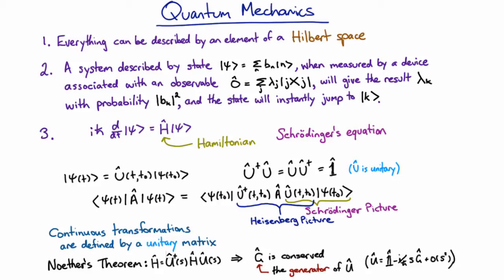The story so far. Everything can be described by an element of a Hilbert space. When you make measurements on systems, then they collapse in a particular way given by the measurement postulate, and they evolve over time according to Schrodinger's equation, which is entirely linear.